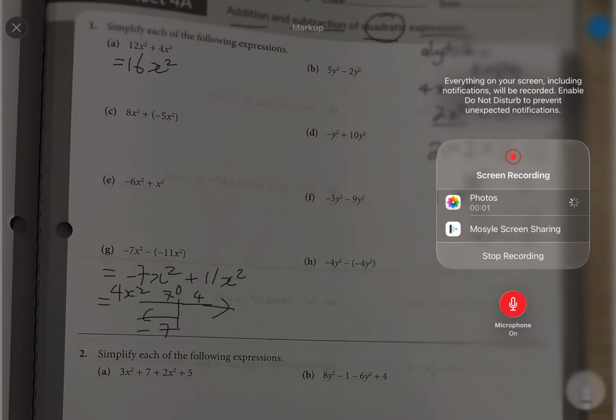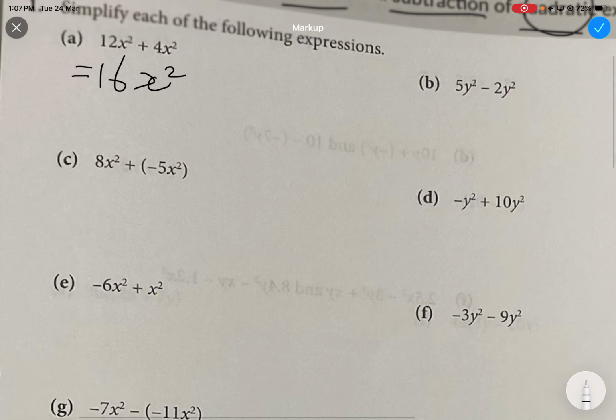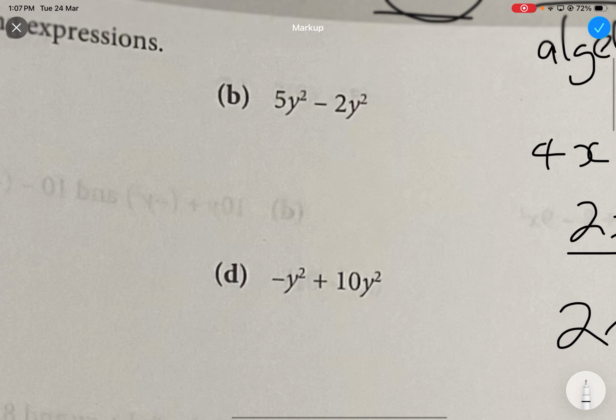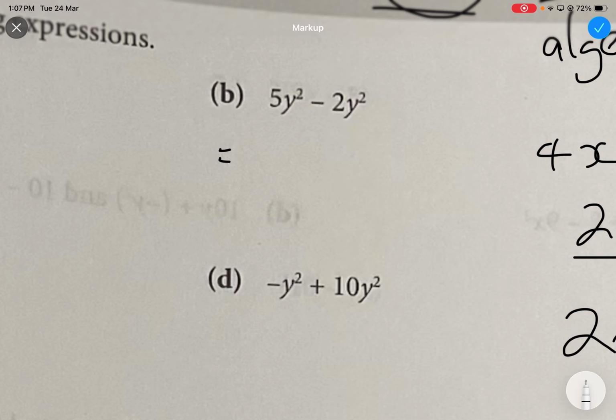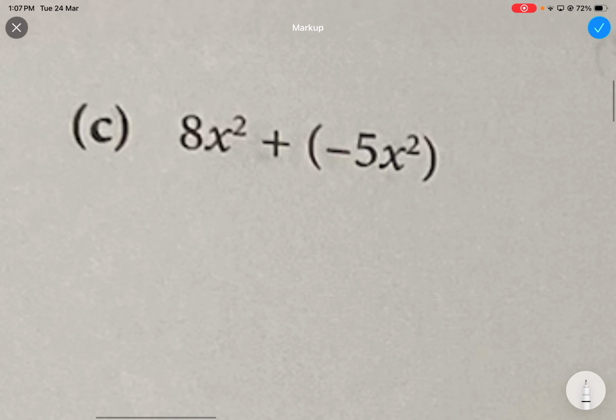So they are actually the same. Minus 1y square plus 10y square is the same as 10y square minus 1y square. So you have 9y square. Can you see? If you can see that they are in the opposite direction, you can just straight away do 10 minus 1.